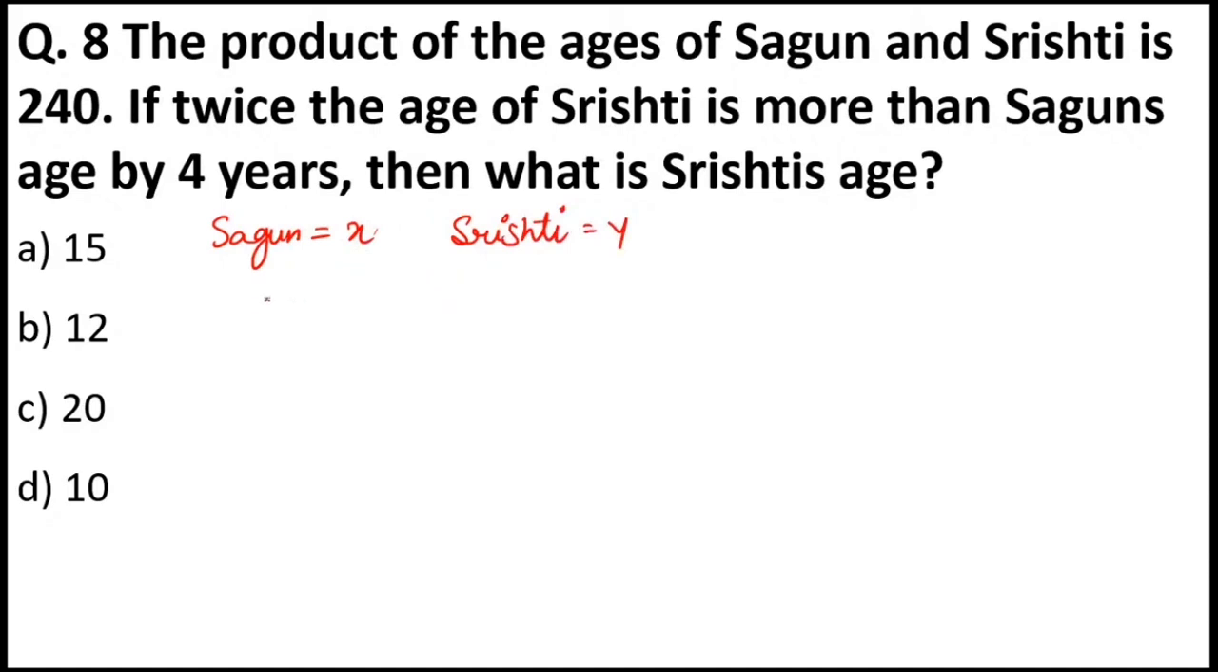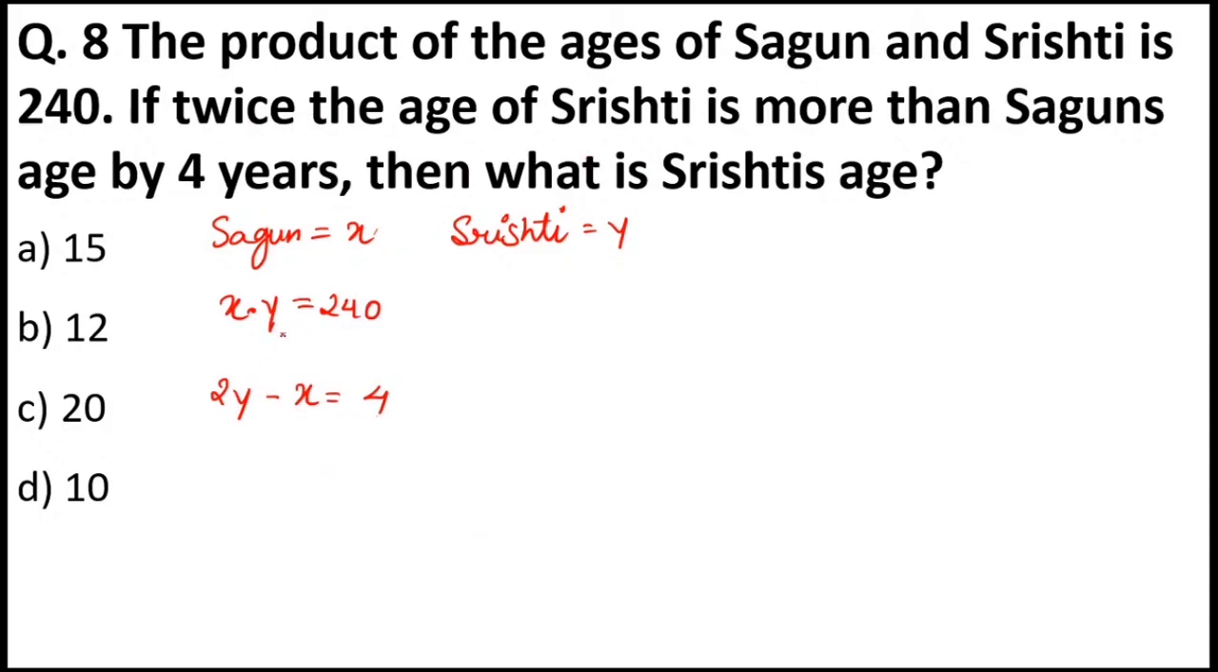Product of ages of Shagun and Shrishti. What is product? Product is multiplication. So X into Y is equal to 240, right? Twice the age of Shrishti is more than Shagun's age by 4 years. So twice the age of Shrishti, 2y minus x is equal to what? What is the difference between their ages? If you multiply Shrishti with 2, it means twice the age of Shrishti is more than Shagun's age by 4 years. So 2y minus x is equal to 4.